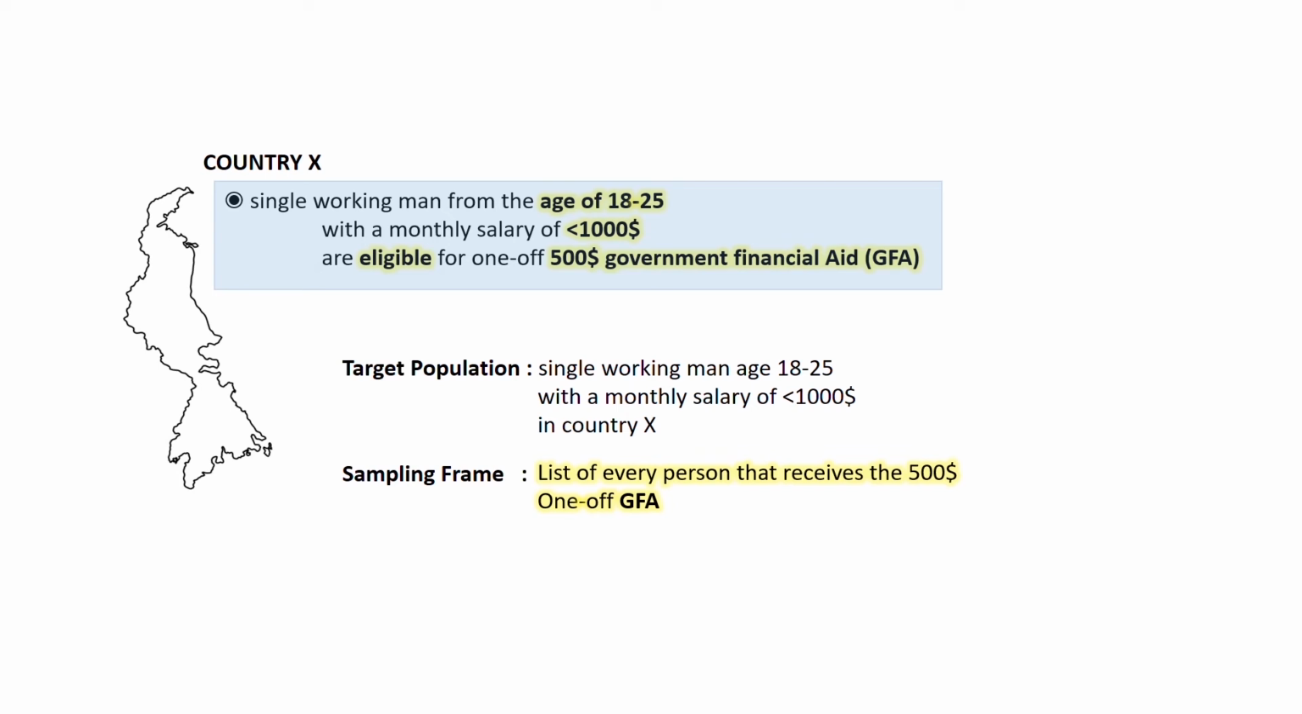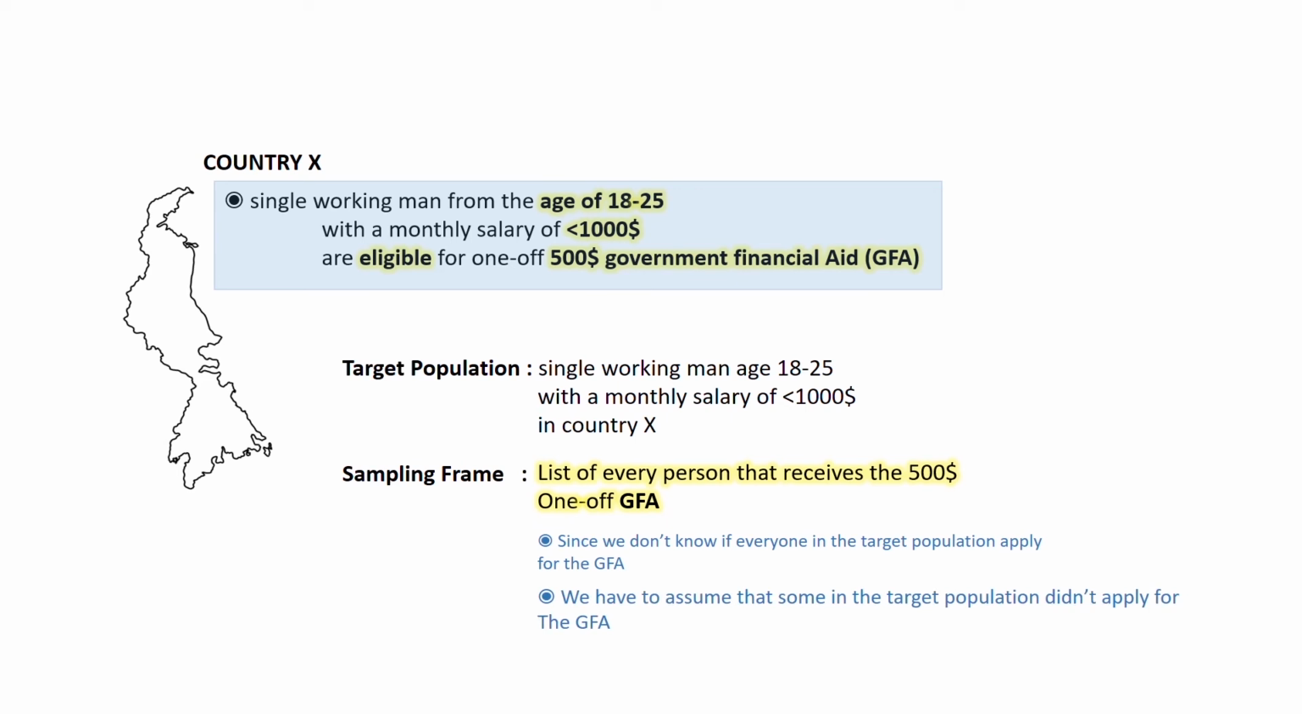But one thing to remind here is that to use this list as the sampling frame, since we don't know if everyone in the target population applied for the GFA, we have to assume that some in the target population didn't apply for the GFA. What it means is that now the size of our sampling frame is smaller than the size of our target population.